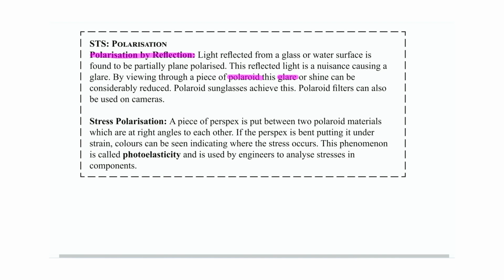Stress polarization. You can find out if there's a certain weakness in a material. So if you put a material like perspex between two Polaroid materials, which are at right angles to each other, and you then put the perspex under stress by bending it, you can see certain colors. This is called photoelasticity, and it's used by engineers to analyze stresses in components to see if there are any weak spots in the component. So just read through your real-life physics, STS as I call it, and familiarize yourself with it.